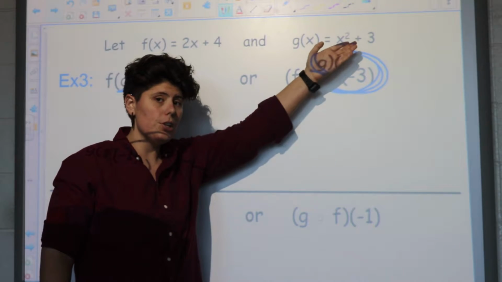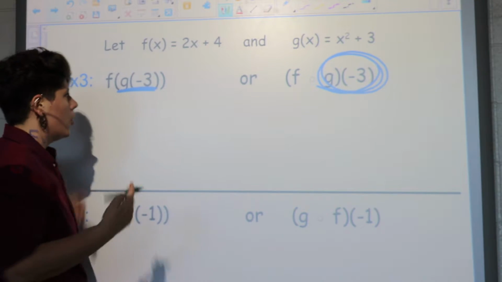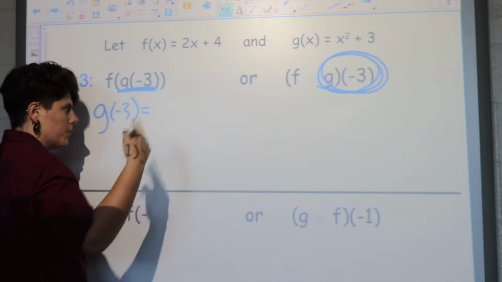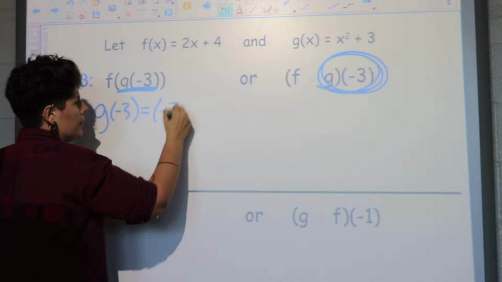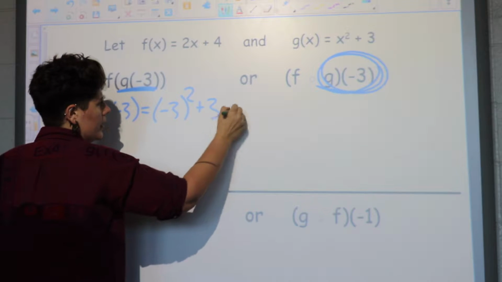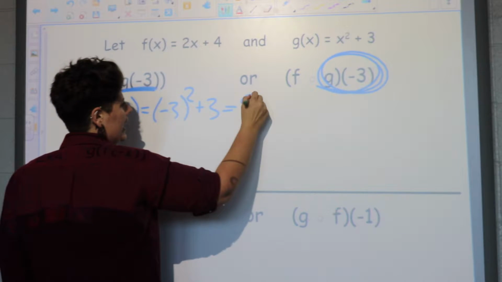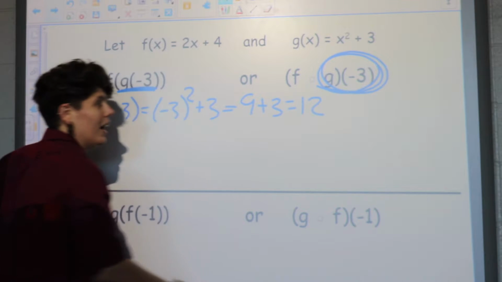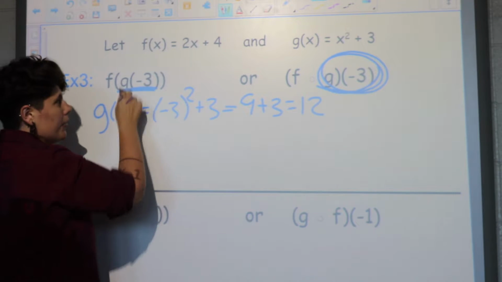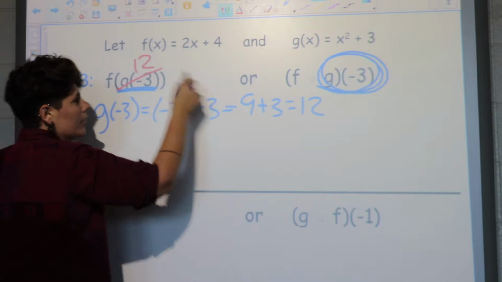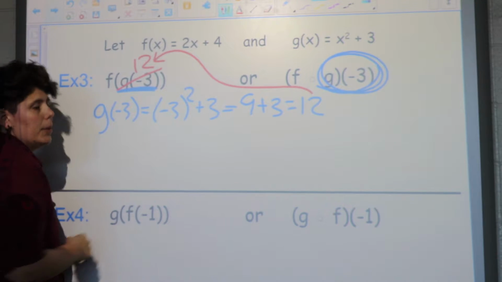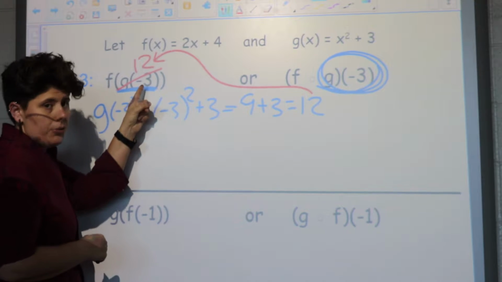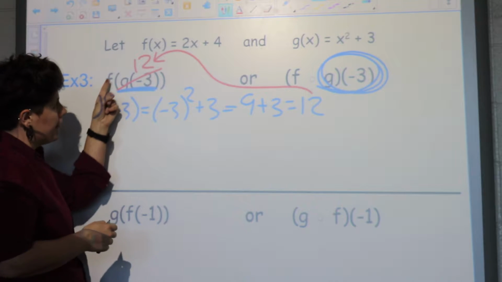And since I have the g function, I can very easily go ahead and plug in. So I know that g of negative 3, just like on examples 1 and 2, would be negative 3 squared plus 3, which gives me 9 plus 3, which is 12. I now know that g of negative 3 equals 12. So I'm just going to take that 12 and I'm going to plug it in, which means I know that f of g of negative 3 really just means f of 12.